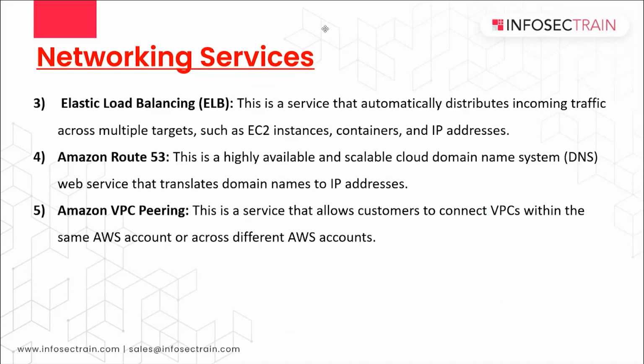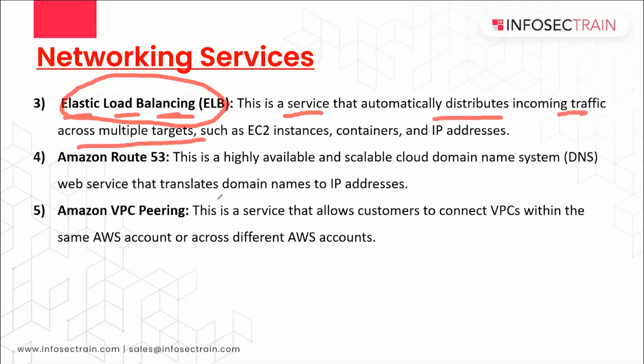After that, we have a service called Elastic Load Balancing. It's a load balancer, that's what it does. This service automatically distributes incoming traffic across multiple targets. If any traffic is coming, the load balancer distributes the incoming traffic into multiple parts.